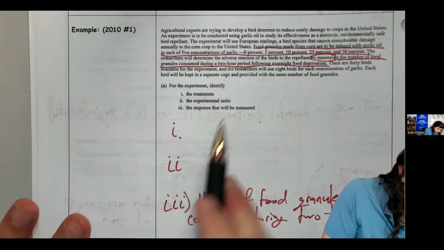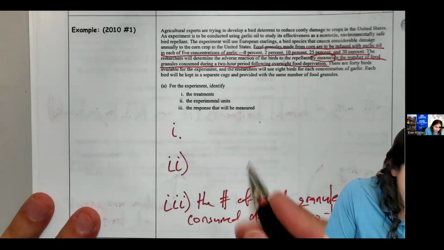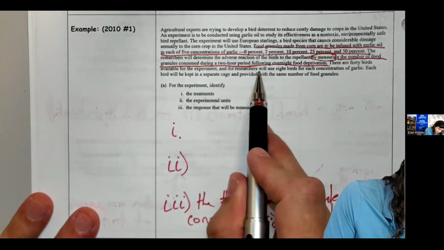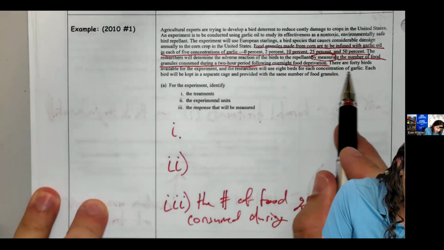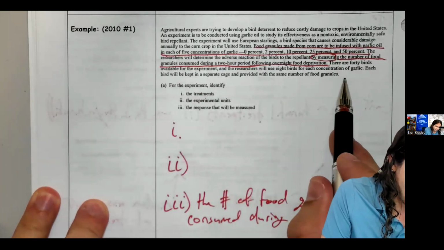Who's getting the food? The European starlings. There are 40 birds available for the experiment. The researchers use 8 birds for each concentration of garlic. Each bird will be kept in a separate cage and provided with the same number of food granules.